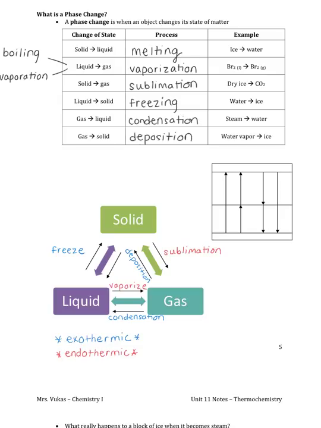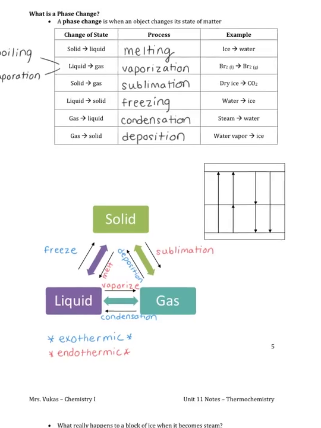And then the last one, when you're going from a solid to a liquid, that obviously has to get warmer. It has to gain heat. So that would also be endothermic, and that would be melting. So all of these red ones are your endothermic. All of the blue ones are your exothermic.